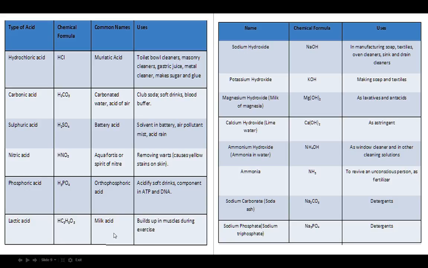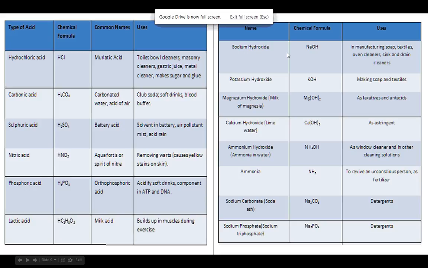Okay, lactic acid, so this is when you're working out and your muscles start to burn. You have lactic acid building up in your muscles, and that's what's burning in there. And because it's an acid, that's the burning feeling you feel. If we look all the way over to the bases, we have sodium hydroxide, so this is in soaps and other cleaners. Potassium hydroxide, this is in making soaps also.